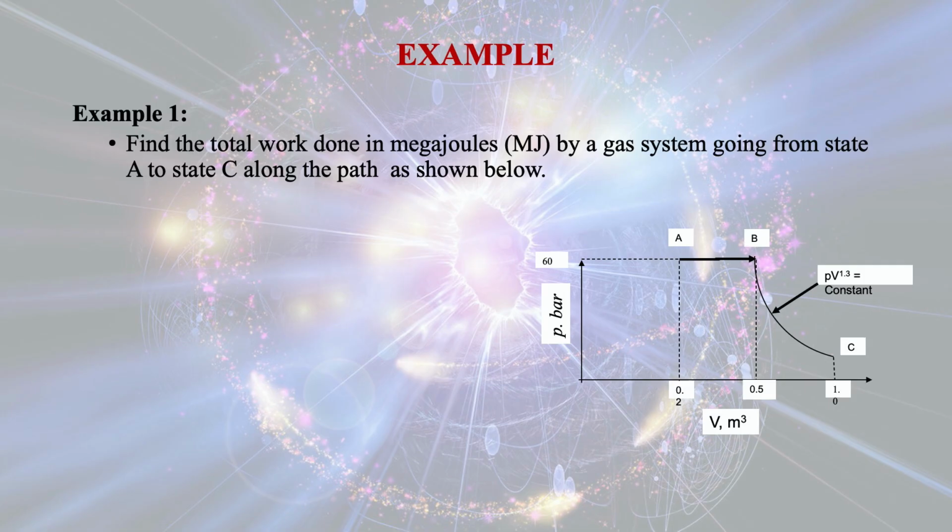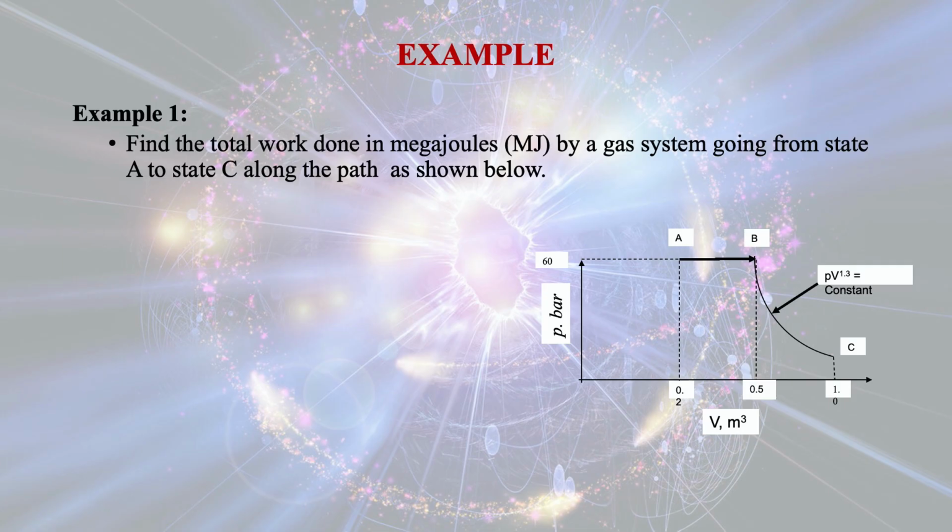Find the total work done in megajoules by a gas system going from state A to state C along the path as shown in the figure. You see from A to B, it is a constant pressure process.